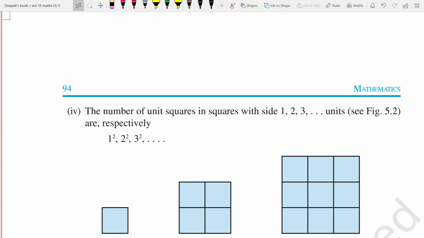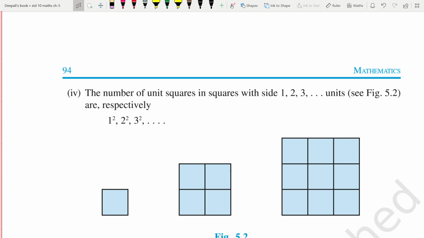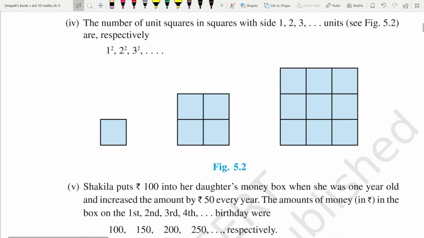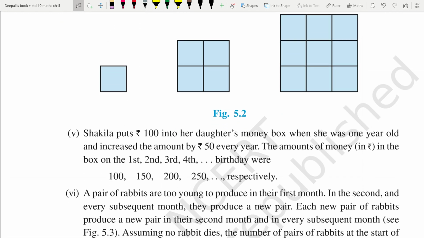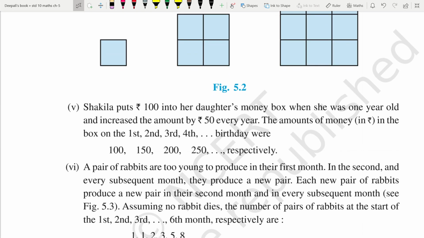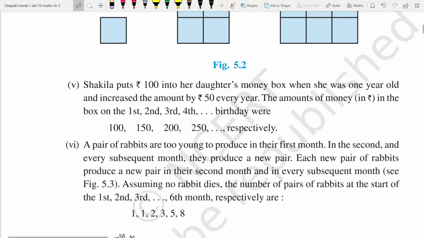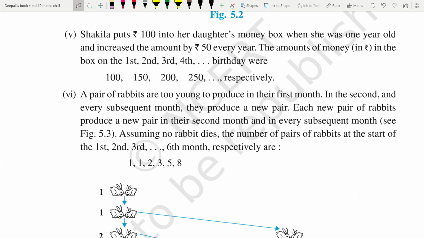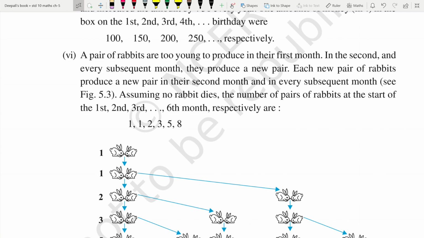The number of unit squares in squares with sides 1, 2, 3 units as seen in the figure are respectively 1 square, 2 square, 3 square. In the same way, Shakila puts rupees 100 in her daughter's money box when she was 1 year old and increases the amount by rupees 50 every year. The amount of money in rupees in the box on the first, second, third, fourth birthday were 100, 150, 200, 250 respectively.